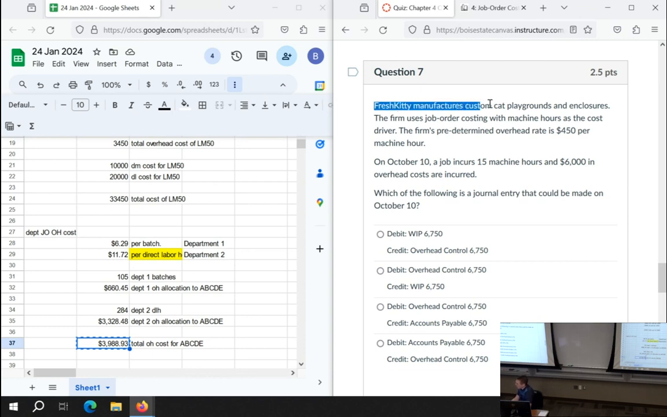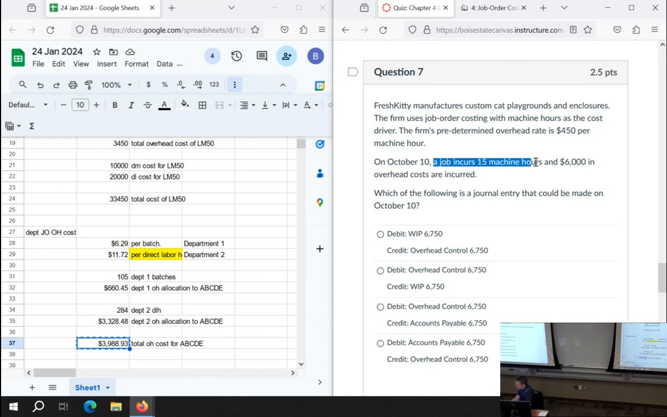Fresh Kitty manufactures custom cat playgrounds and enclosures. The firm uses job order costing with machine hours as the cost driver. The firm's PDOH rate is $450 per machine hour. Great. So far, so good. On October 10th, some job, call it the meow job if you want, incurs 15 machine hours and $6,000 in overhead costs are incurred.